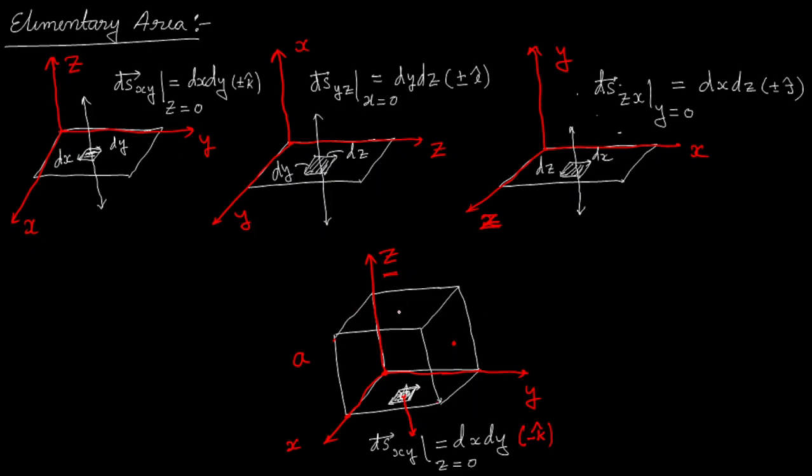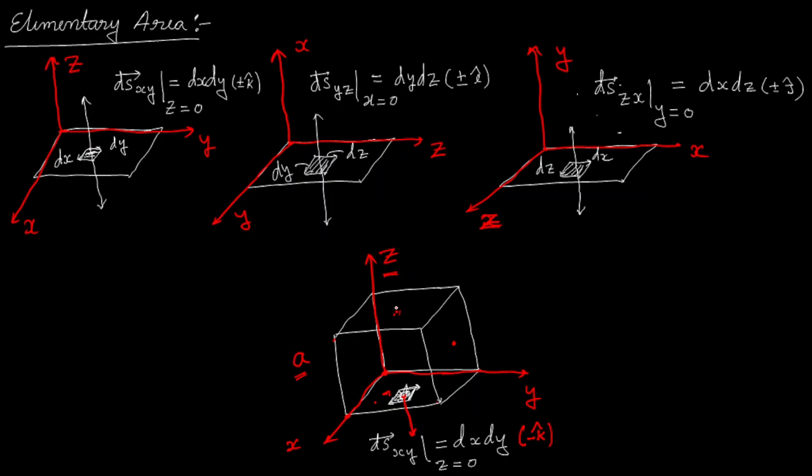Similarly, this is the elemental area on the bottom surface, and now if we want to define the elemental area on the top surface, how can we define it? This surface and this surface are parallel to each other. The only difference is that on this surface z equals 0, but on this surface z equals a. In both surfaces z is constant. On the bottom surface z equals 0, and on the top surface z equals a. So in the same way, we can define the elementary area on the top surface.